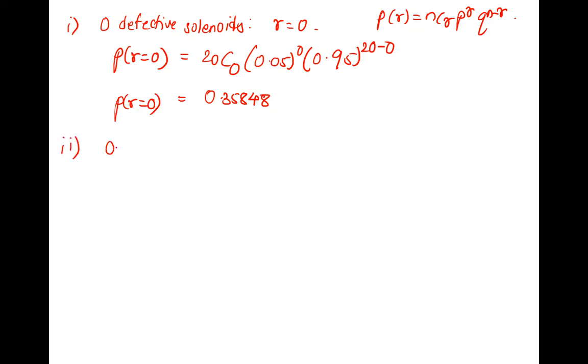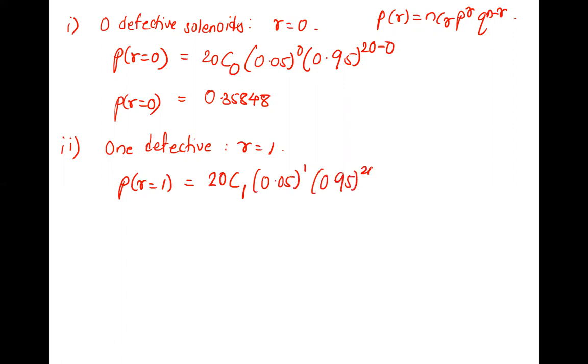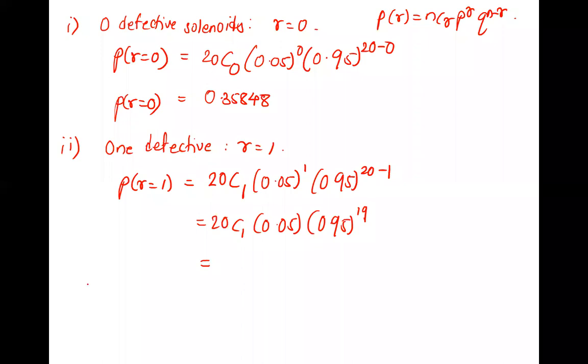Second, 1. What is R here? 1. So R is 1, which means we are finding the probability for R equal to 1. In the formula, replace R by 1. 20 minus 1 is 19. Do that. 0.3773. Correct. Good. Second is done. Third now.